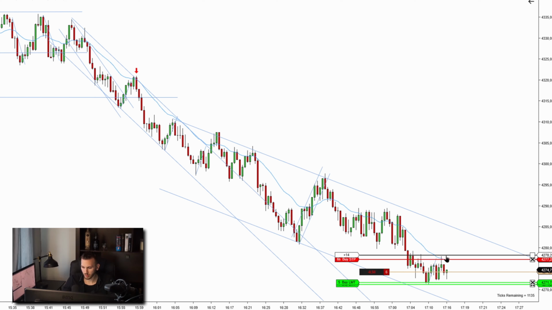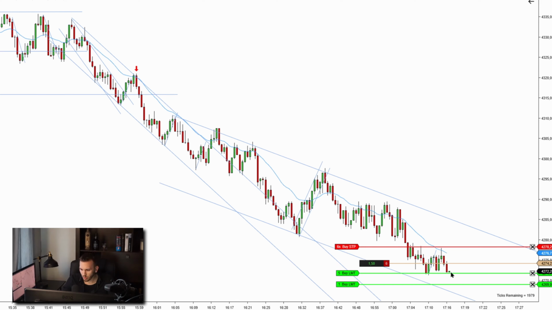All right, we got filled, so I'm going to move my target profit, a stop loss above this bar right here. And right now I wanted to go for 8 ticks, but I guess we're going to stay at 10 ticks. Let's see. Boy, we're really close to these lows right here.